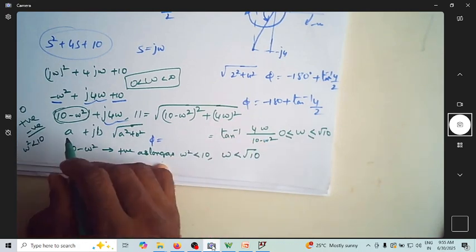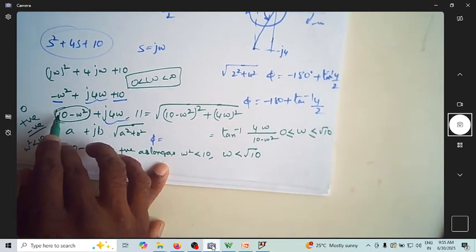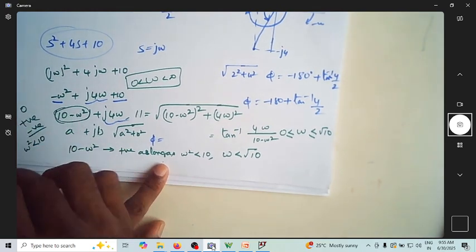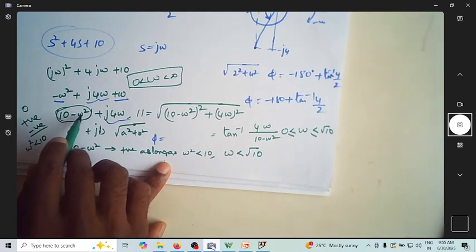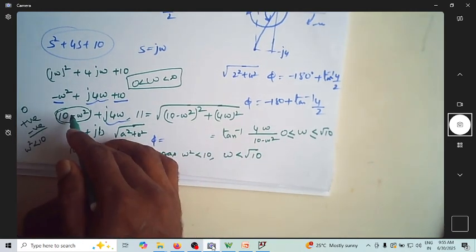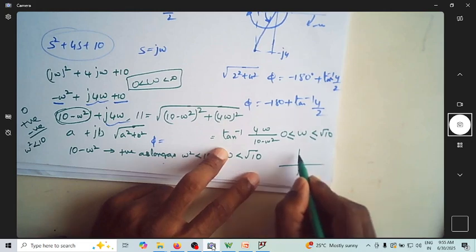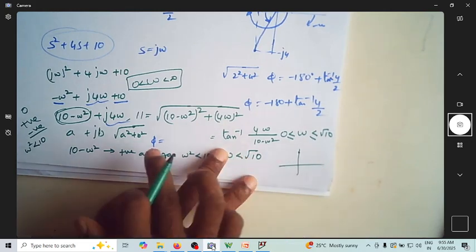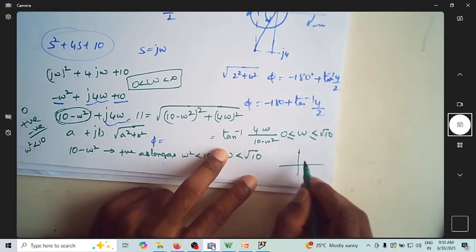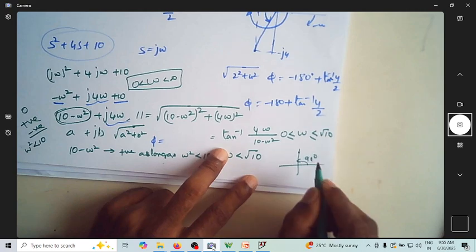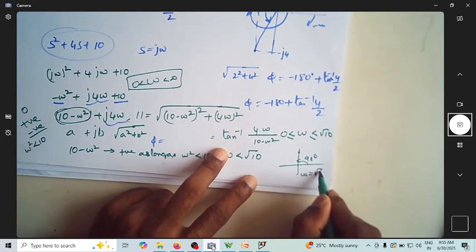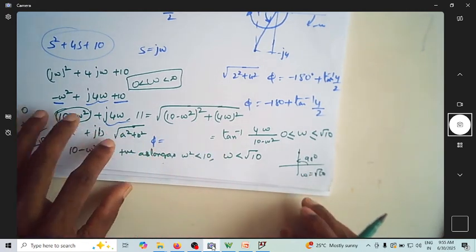This holds as long as this is positive as well as 0. When omega is root 10, this comes out to be 0. When it becomes 0, only the imaginary term is there, so the real term is 0, and the point will come over here. The angle is 90 degree. The angle will become 90 degree when omega is equal to root 10.